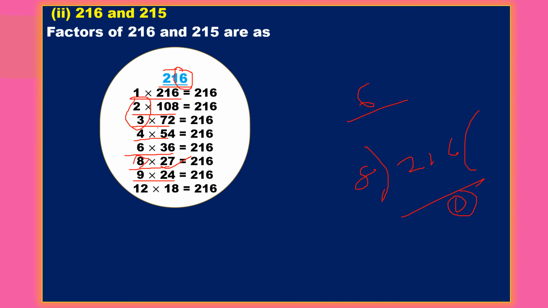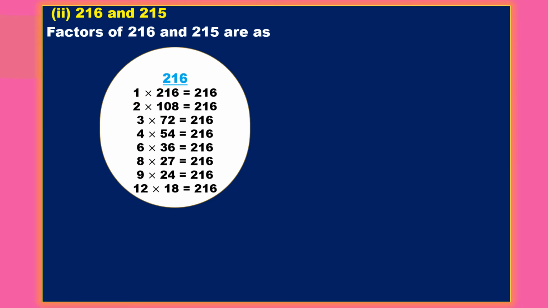9 table also goes, because the sum of the digits should be divisible by 9. 6 plus 2 is 8, plus 1 is 9, so 9 is divisible by 9, so this 216 is divisible by 9, 24 times. After 9 comes 10. The last digit is not 0, so it is not divisible by 10.